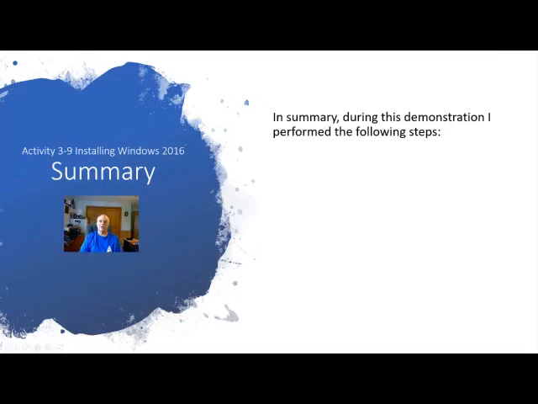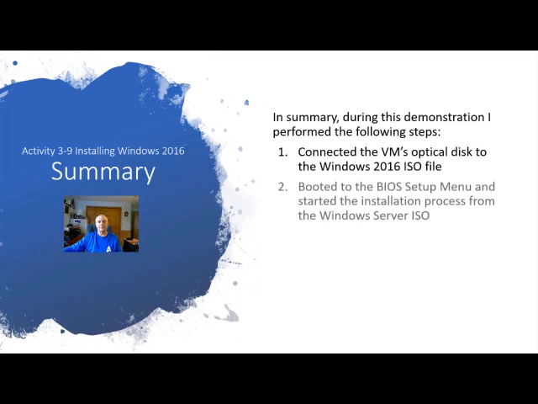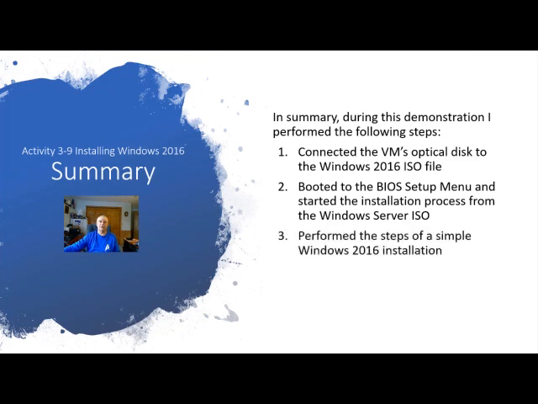In summary then, during this demonstration, I performed the following steps. First, connected the virtual machine's optical disk to a Windows 2016 ISO file. Next, we booted to the BIOS setup menu of the virtual machine and then started the installation process. We then performed the steps of a simple Windows 2016 installation, and then at the end logged into the virtual server and performed a normal shutdown procedure.